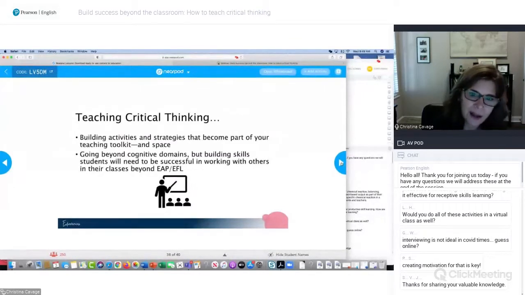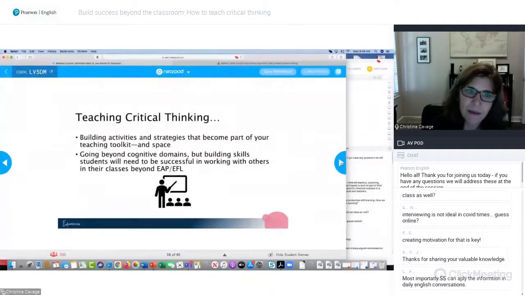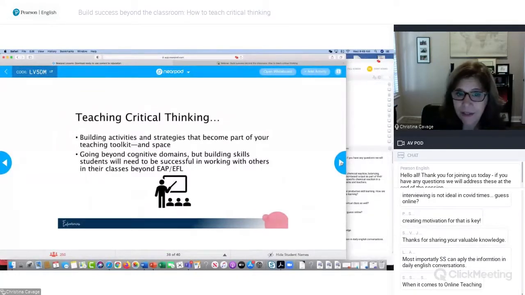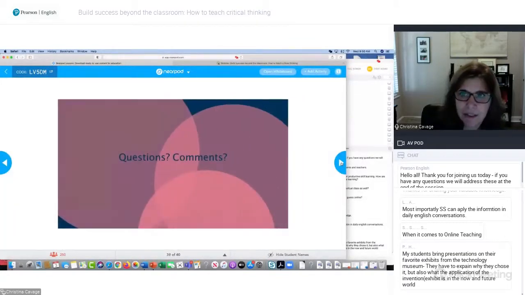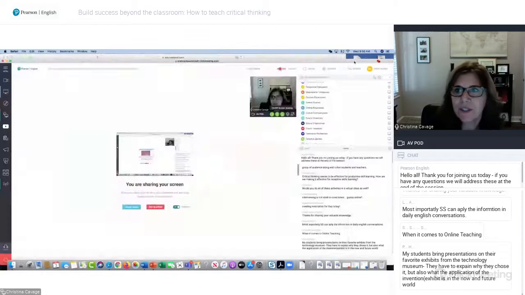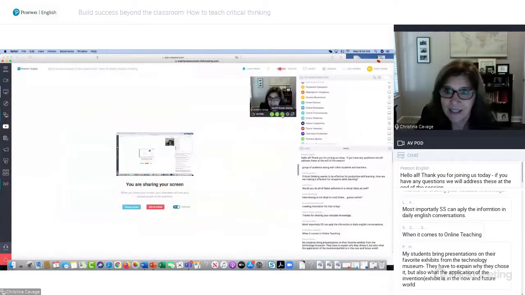And it goes beyond those cognitive domains. Students are building skills that they're going to need to be successful in working with others in their classes beyond their EAP or EFL classes. And so teaching critical thinking, again, making it part of your ideology. And so I think we have some time for questions, which is fantastic.